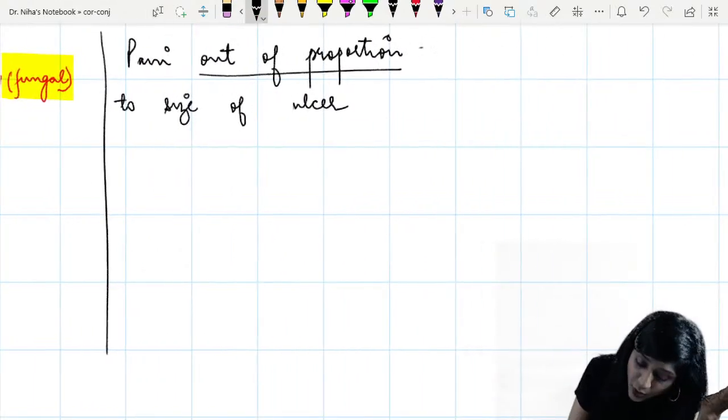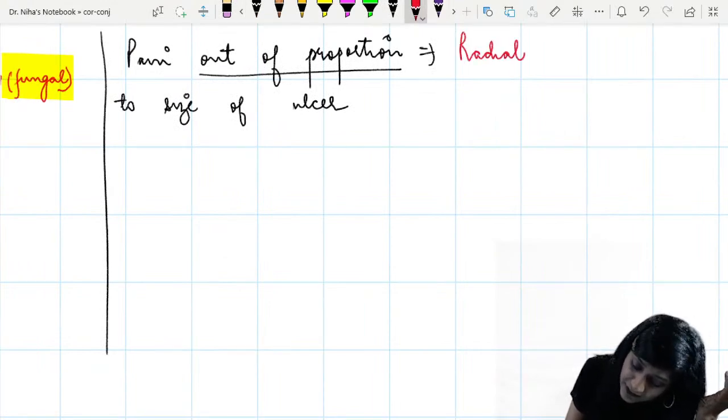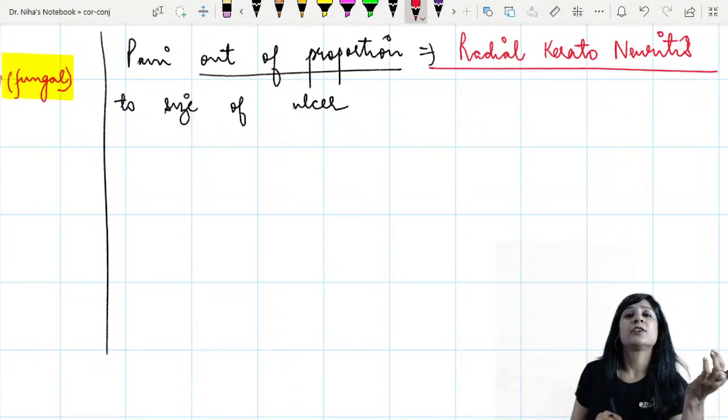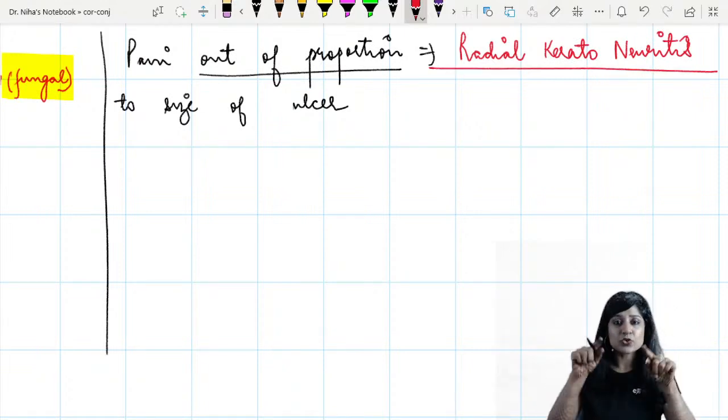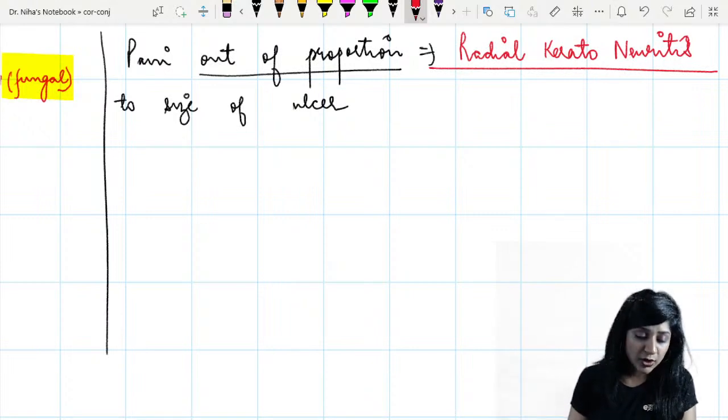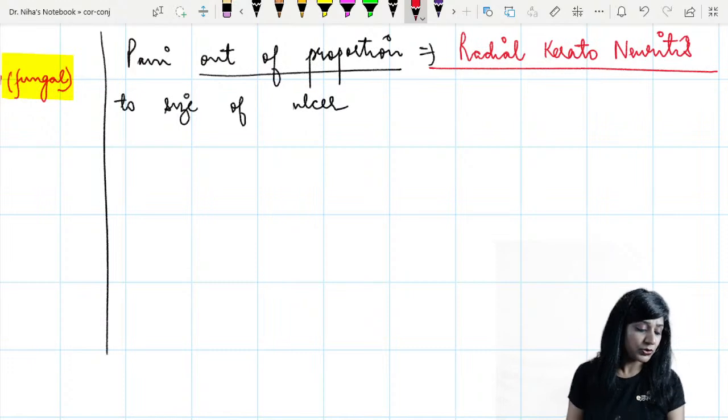This is because of the radial keratoneuritis. The radial arrangement of the nerves, there we are having inflammation. This is called as radial keratoneuritis.